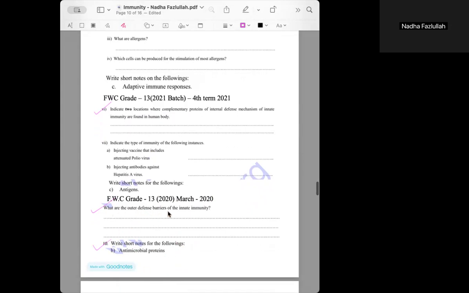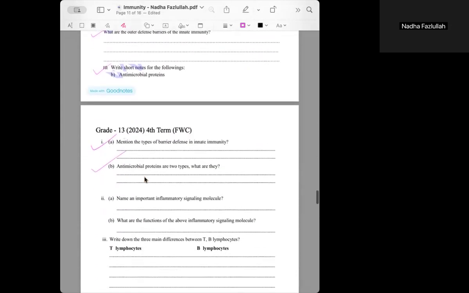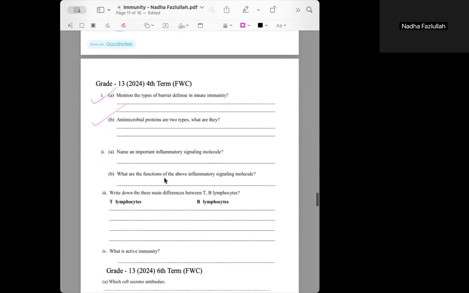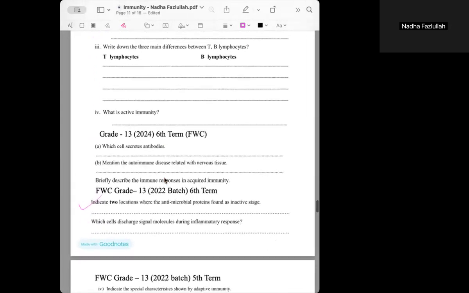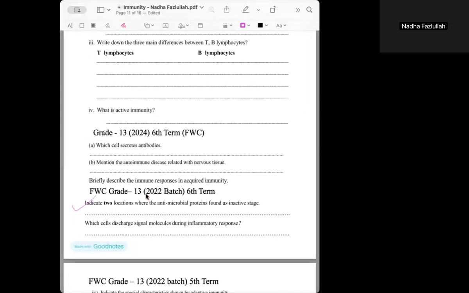Then the outer defense barriers of innate immunity. So this also you have to do. Then in the next page, 2024 fourth term, the first two questions, the types of barrier defense in innate immunity, and about the antimicrobial proteins. These two questions. All right. Then in the same page, the last one. In the 2022 batch 6th term paper, the two locations where antimicrobial proteins are found. Okay, this question.